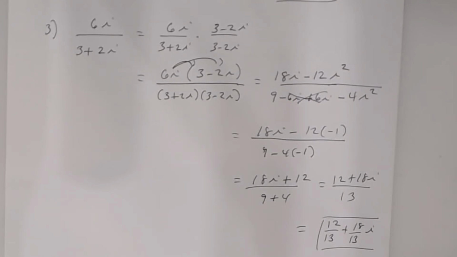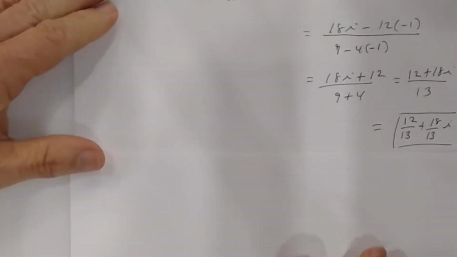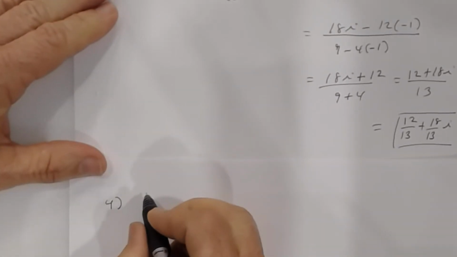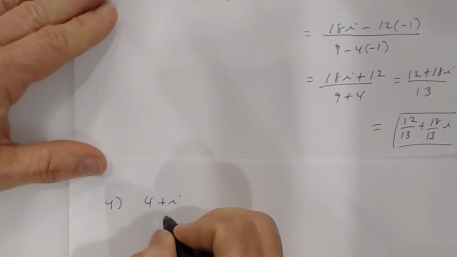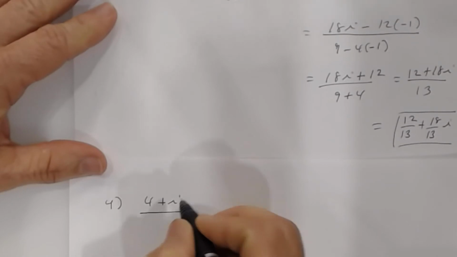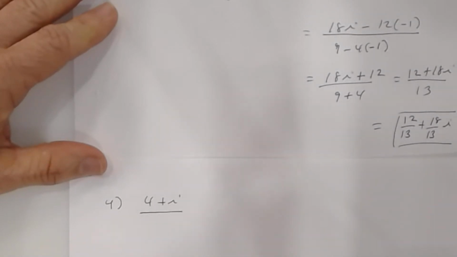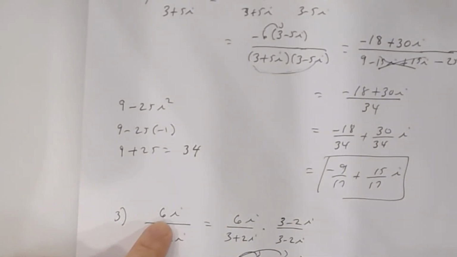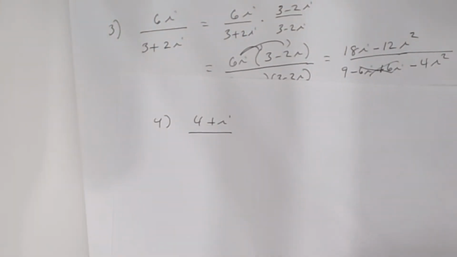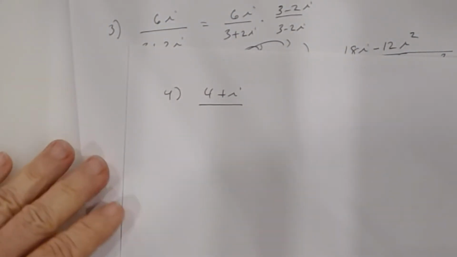Okay? All right, number 4. You have 4 plus i. So notice the difference between the numerator of number 4 and the numerator of the previous 3 problems. In the previous 3 problems, you had a monomial, just one term, right? Here you have a binomial. So it's going to be a little bit more work for this one.